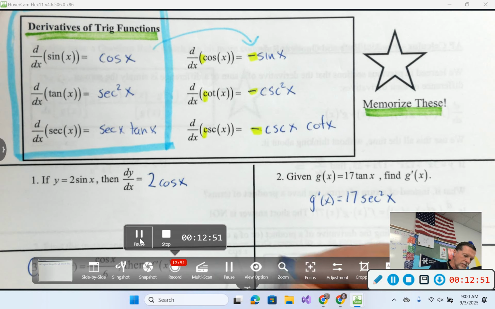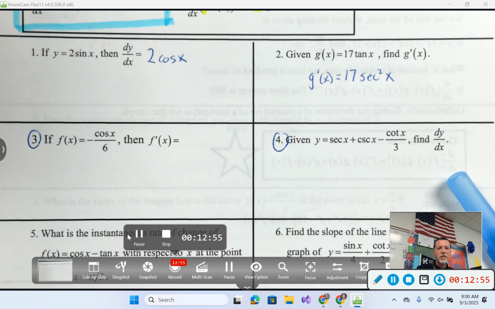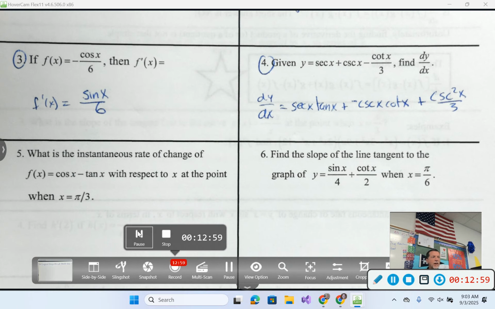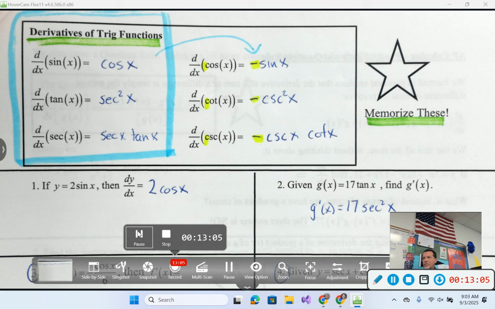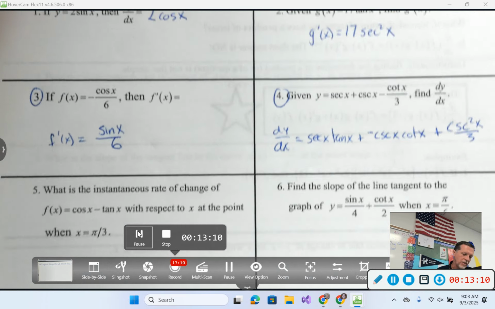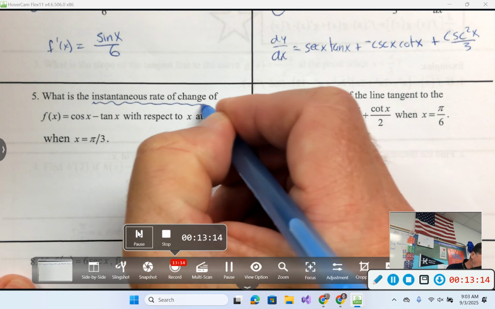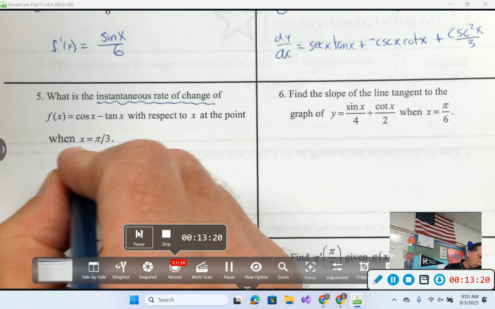Why don't you try 3 and 4? 4 just shoves a bunch of things into 1. Again, it's not hard. Eventually you're going to have to know these 6 trig functions. Right now you're just looking back, and that's okay for now, but eventually you're going to need to memorize those. Number 5, fancy words, instantaneous rate of change. What does that mean? Derivative. Oh, at a particular point.